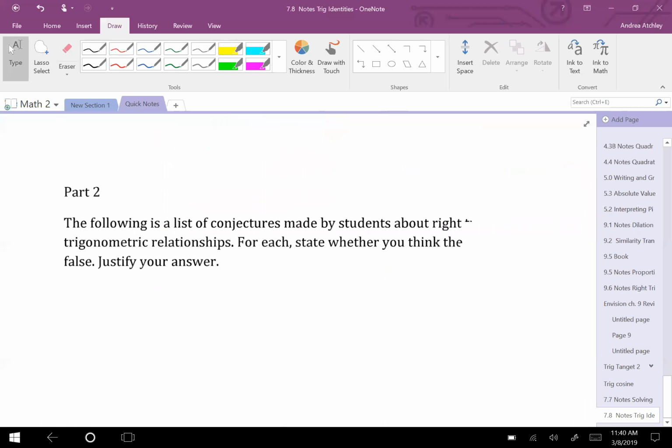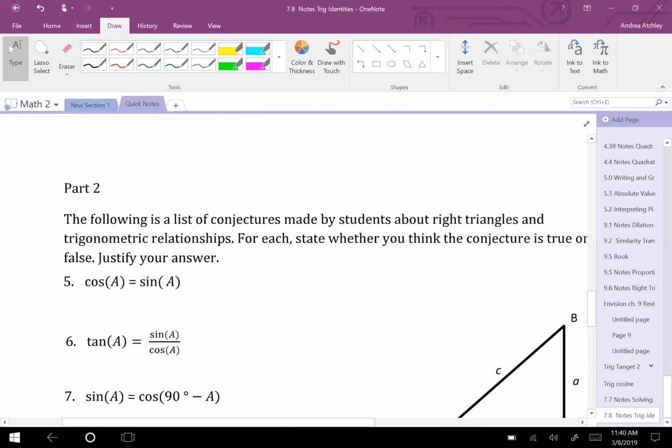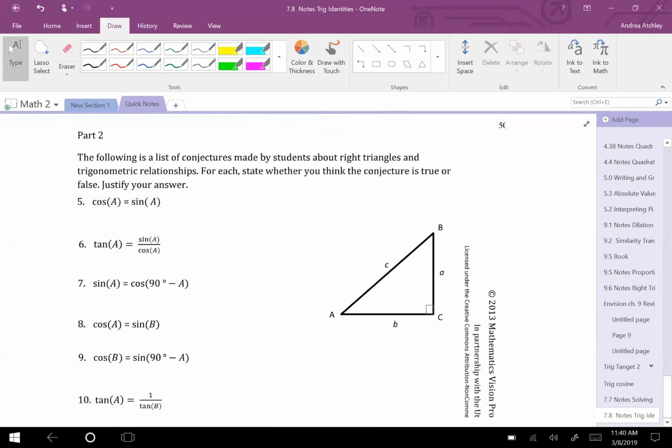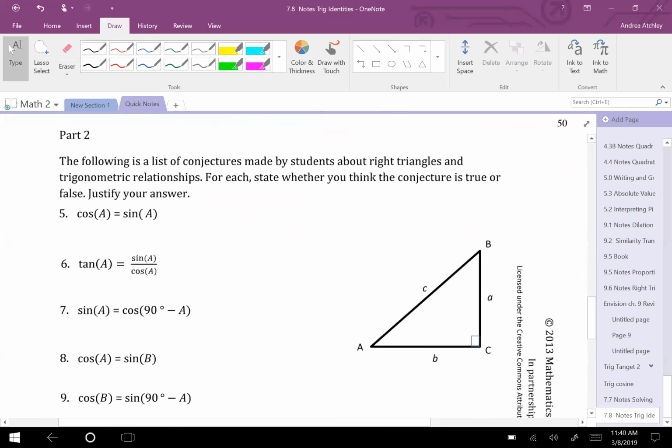Now part 2. They want to see if there's anything else that we can prove to be true. The following is a list of conjectures. Remember, a conjecture is just like a hypothesis, just in math. In math we say conjecture instead of hypothesis; in science you say hypothesis. It's your educated guess. For each, state whether you think the conjecture is true or false, and justify your answer.